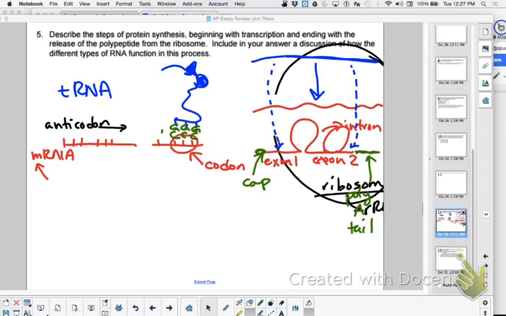Now your protein's not finished yet. It has to be folded right. It might even have pieces of it cut out, and we're going to talk about that in chapter 13.